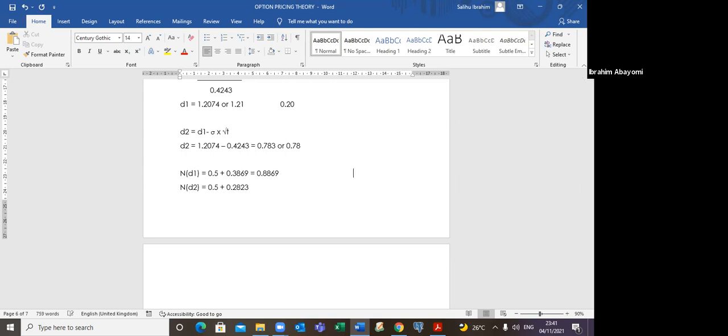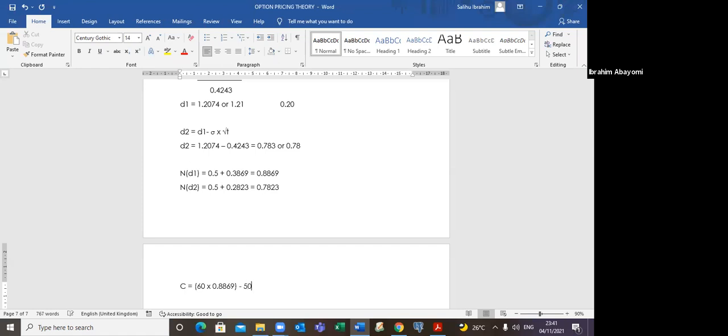So we have gotten our ND1, and we have gotten our ND2. ND2 is 0.7823. Now I can go and calculate my call option. My call option price will be S0. Where's our S0? Our S0 is 60 times ND1, 0.8869. Close the bracket, minus.